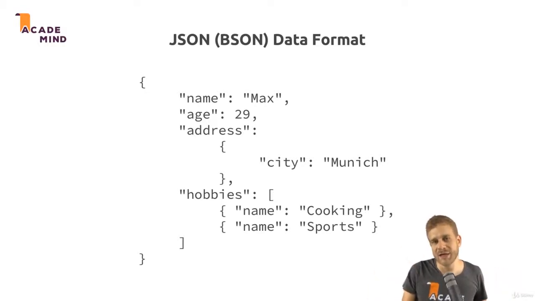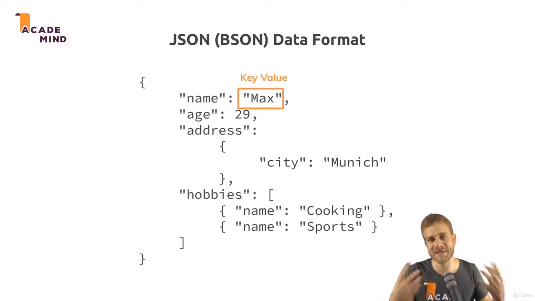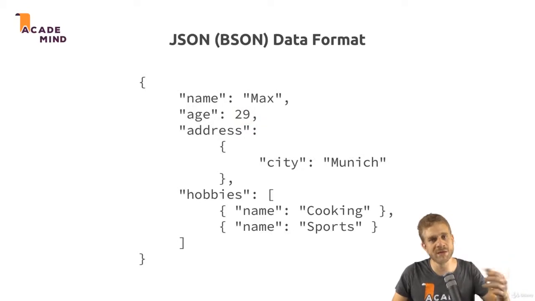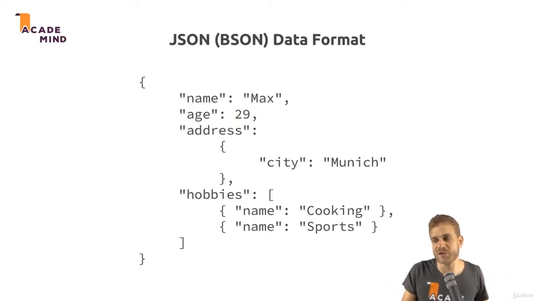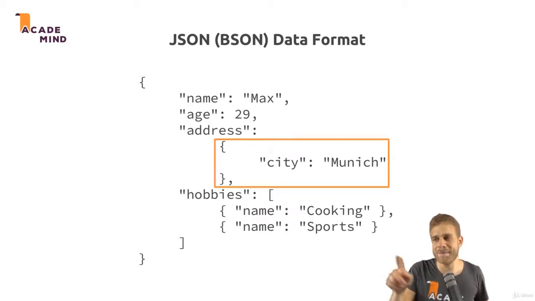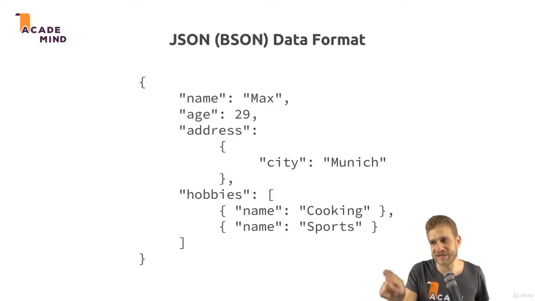Then we have a colon, and then we have the value of that key. So here we have max, which would be some text, a string, and therefore also has to be enclosed in double quotation marks. But you can also store numbers without double quotation marks then. You could store booleans, true or false. And you can even store nested data, as you can see. The address key, or field as you could also call it, has an embedded document. So this again has curly braces in there and then another key value pair.